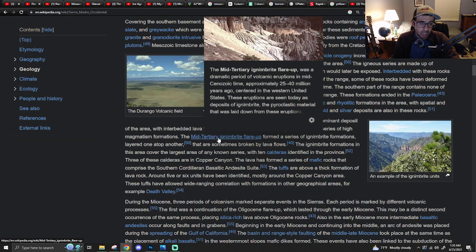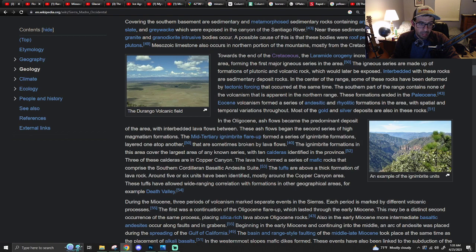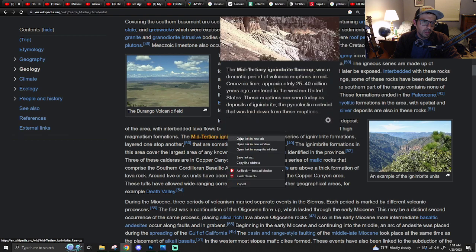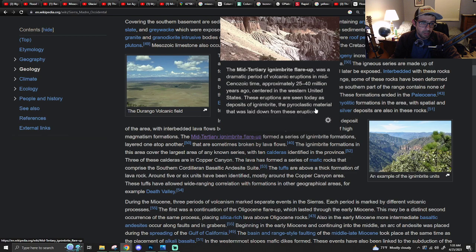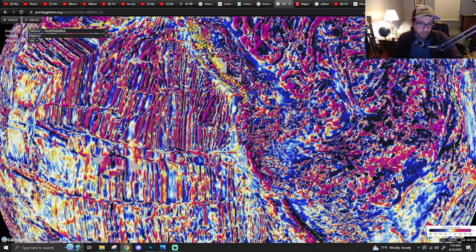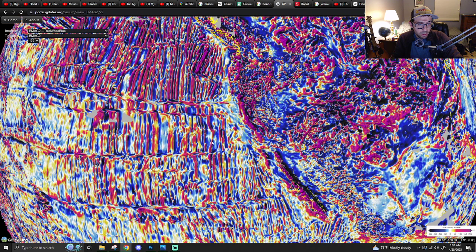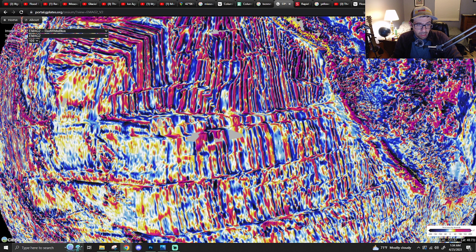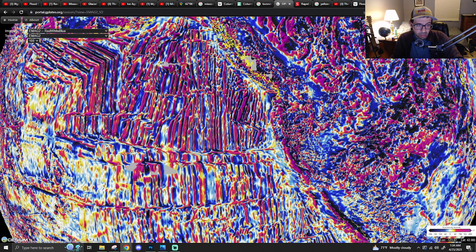Okay. Mid-tertiary ignimbrite flare-up, 40 to 25 million years ago. Sometimes broken by lava flows. That makes me feel like, because it says north and western United States, it makes me feel like what's happening is the current flow is coming in over here as it pushes, but then as the earth expands, it starts to move back over up through this layer. And then to here, centered on Yellowstone, or centered up here, basically up here, so that it's flowing across here.